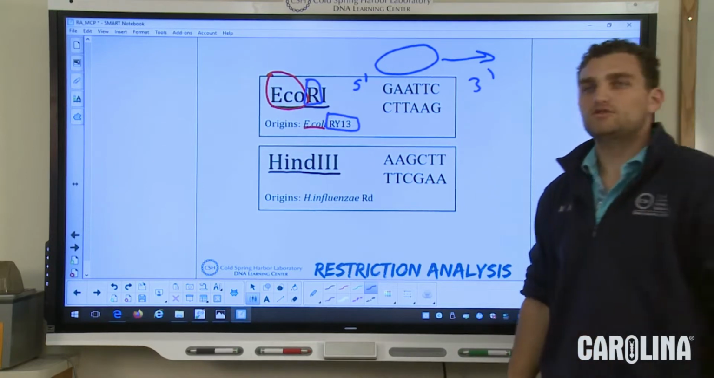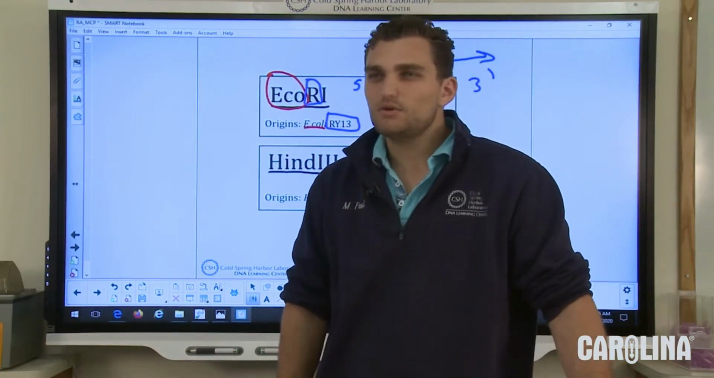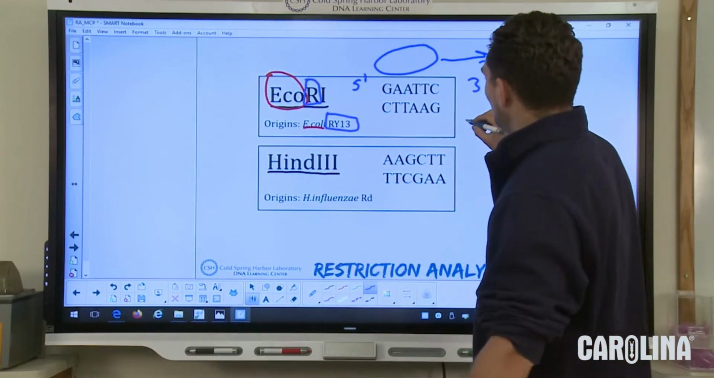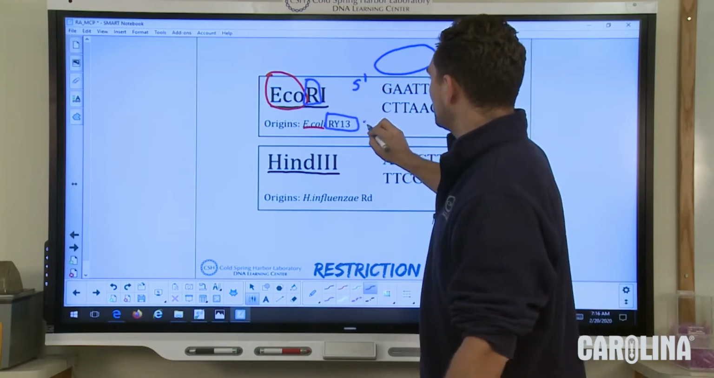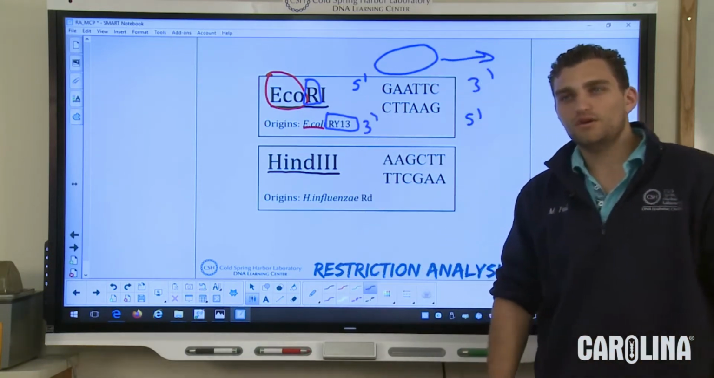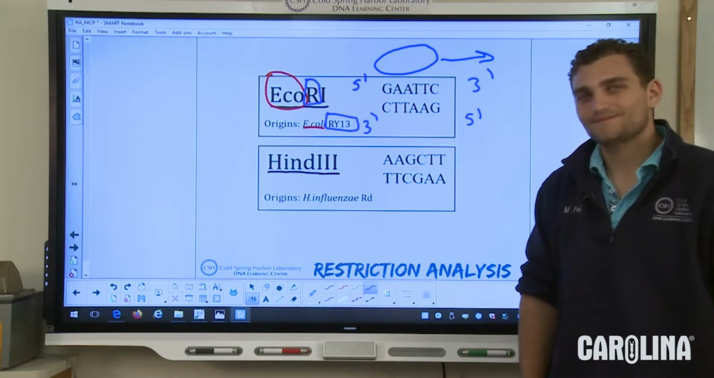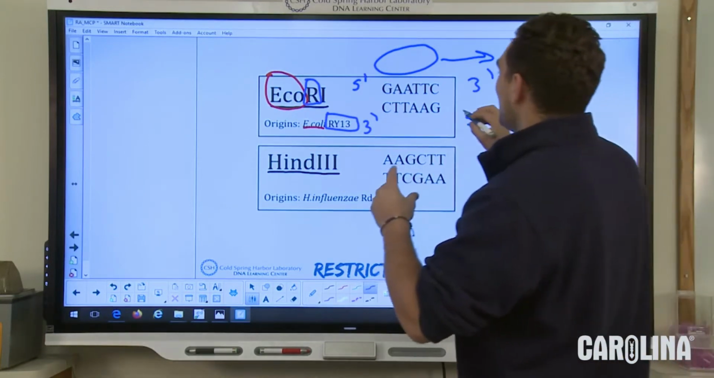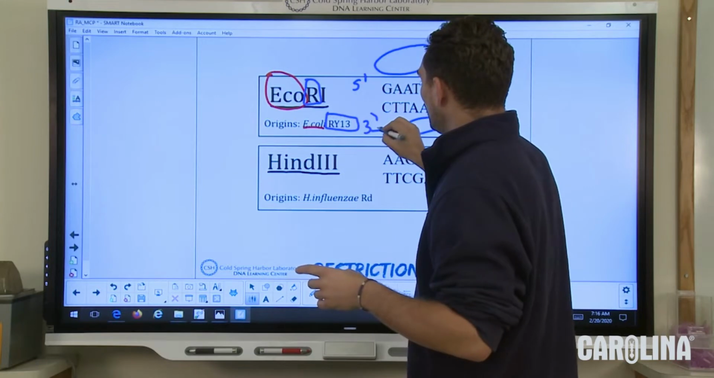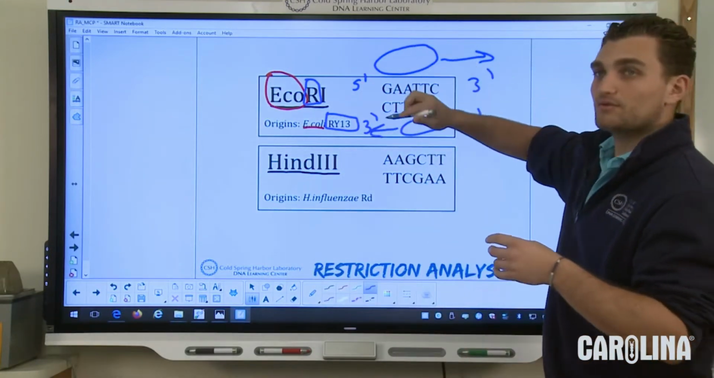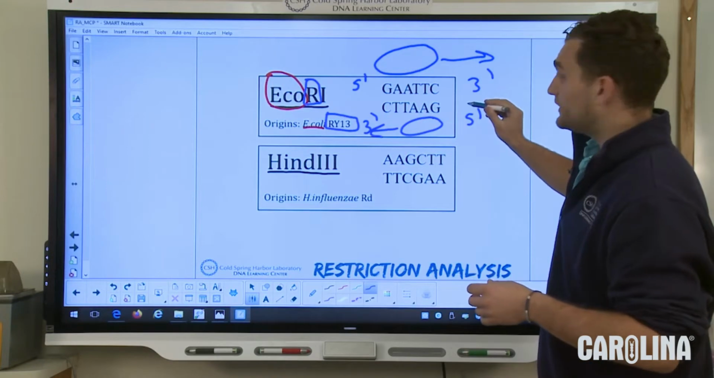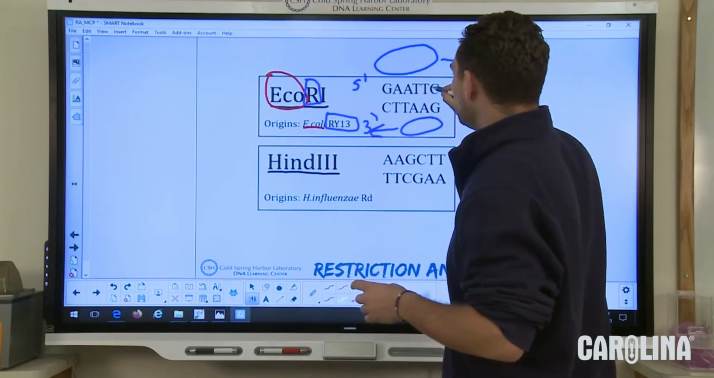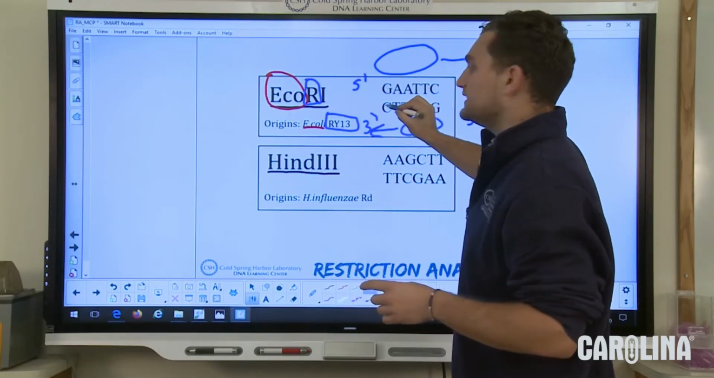Does anyone notice anything interesting about the GAATTC? What do you notice about that? What if this is the 5' end here, and that is the 3' end there? What do you notice? Yes, exactly. It is repeating, or it is the same in both directions. So one of these enzymes is going to be up here reading the DNA that way, and the other is going to be over here reading the DNA that way. And you'll notice that in both directions, it is GAATTC this way and GAATTC that way.